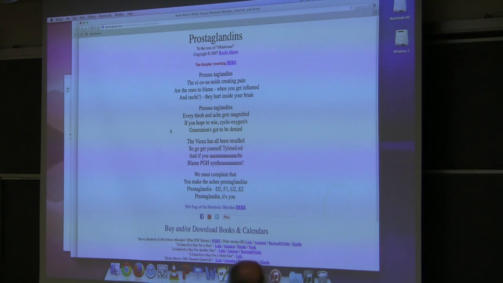Prostaglandins, the eicosanoids creating pain, are the ones to blame when you get inflamed. And ouch, they hurt inside your brain. Prostaglandins, every throb and ache gets magnified. If you hope to win, cyclooxygen's generations got to be denied. The Vioxx has all been recalled. So go get yourself Tylenol, and if you ache, blame PGH Synthase. We must complain that you make the aches prostaglandins, prostaglandin D2, F1, G2, E2, prostaglandin, it's you.